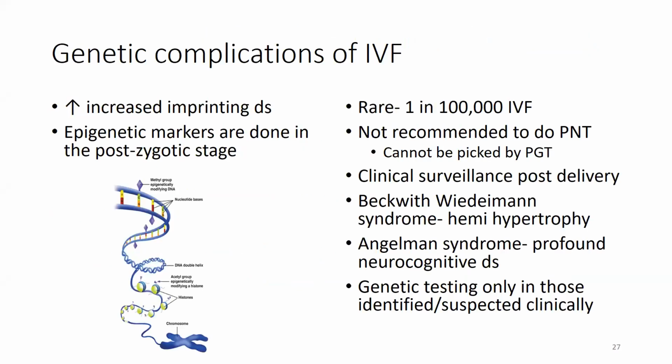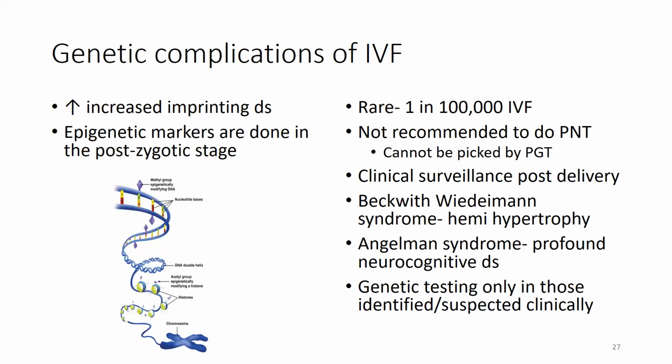So, genetic complications of IVF. There's a group of genetic disorders which are called imprinting disorders. There's a normal physiological mechanism called imprinting that happens in the post-zygotic stage, by about day 7 to day 10, right? And it requires communication between the zygote and the placenta.